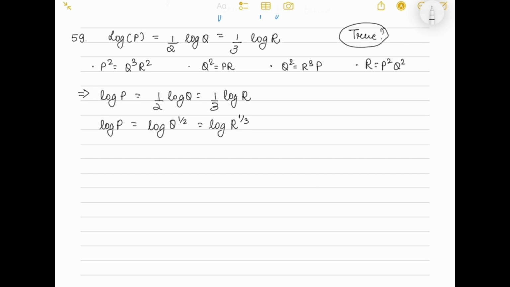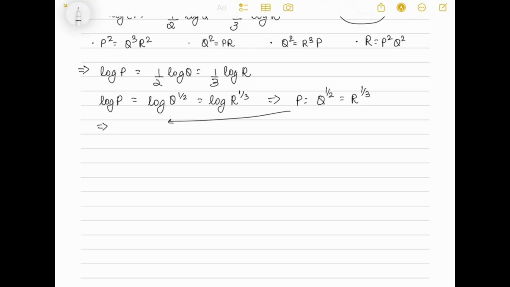And then when we are cancelling the log, it becomes p is equal to q^(1/2) is equal to r^(1/3). So from this we can understand that q can be written as p squared and r can be written as p cubed. So this can be done.